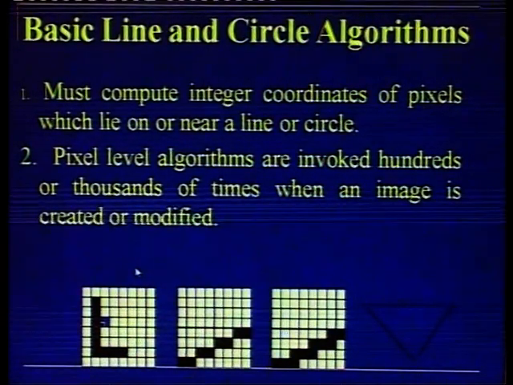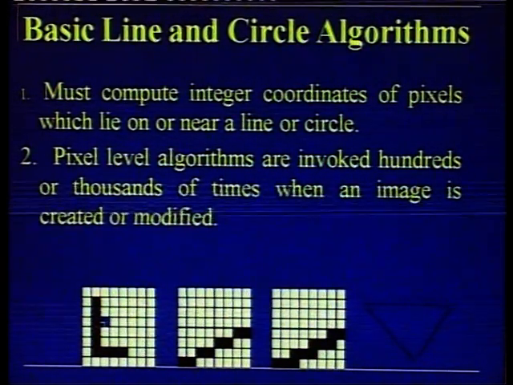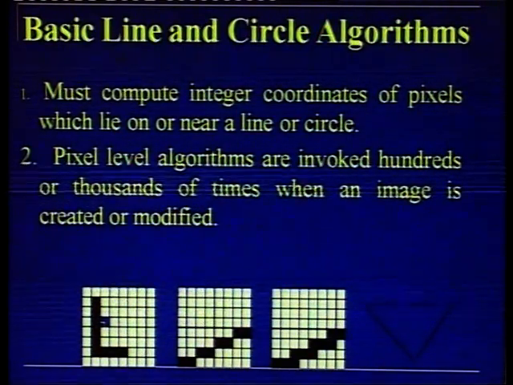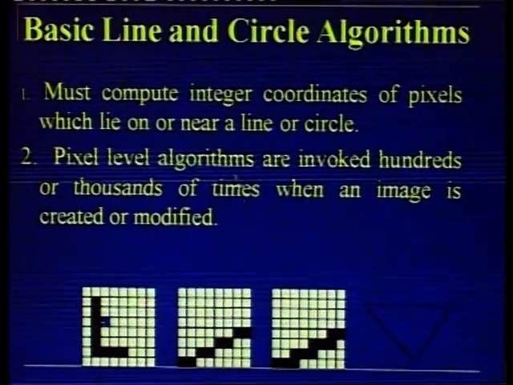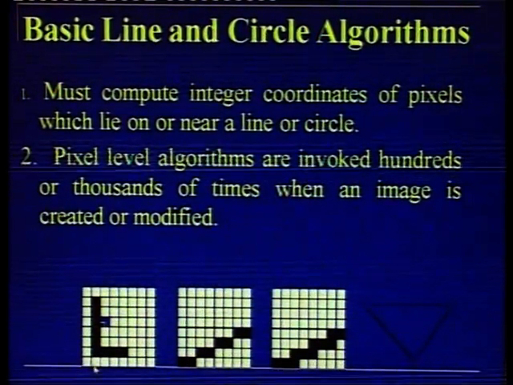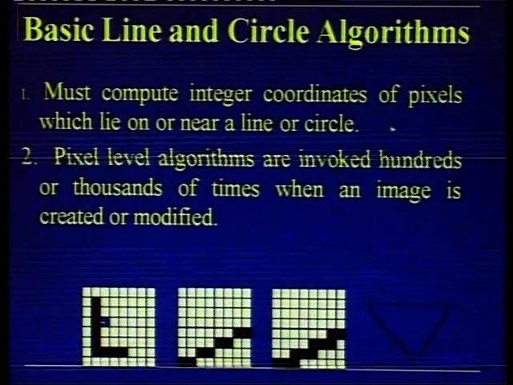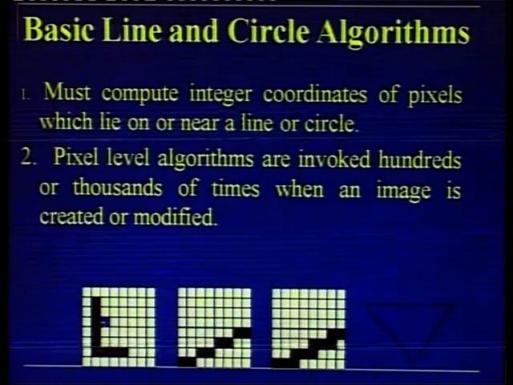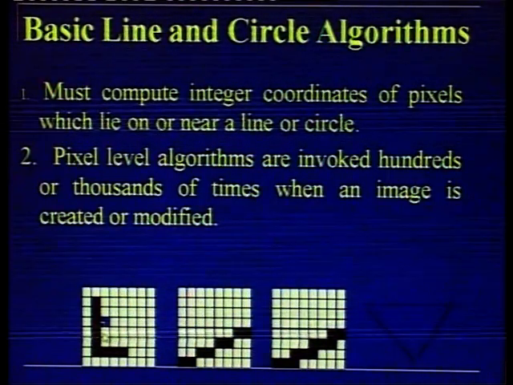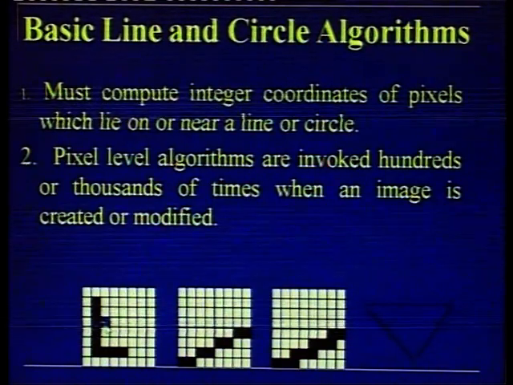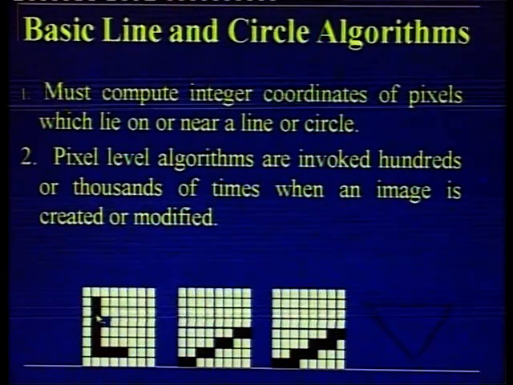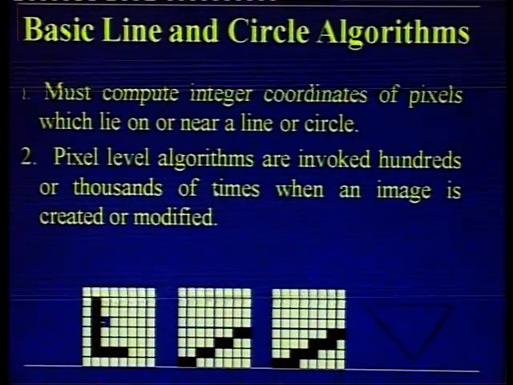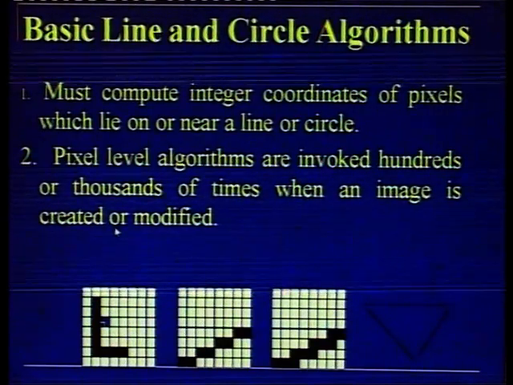Then the basic line and circle algorithms. There are some properties which are as follows: they must compute integer coordinates of pixels which lie on the line, or near a line or circle. The algorithm we will use for drawing lines or circles must compute the integer coordinates of pixels which lie on or near the line or a circle or any other output primitives. The pixel level algorithms are invoked hundreds or thousands of times when an image is created or modified.